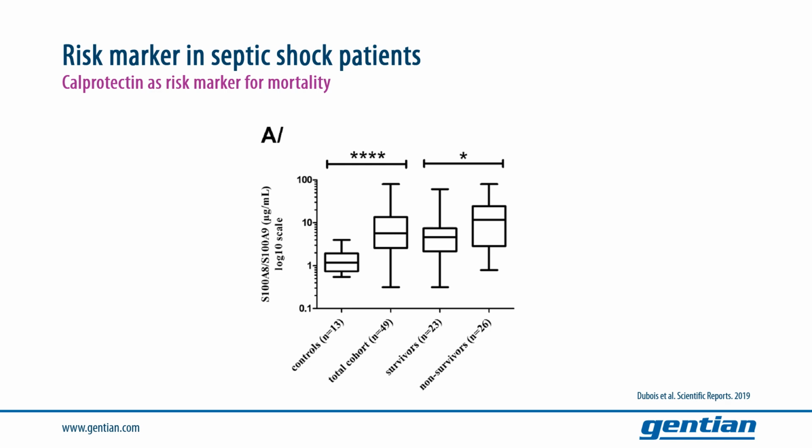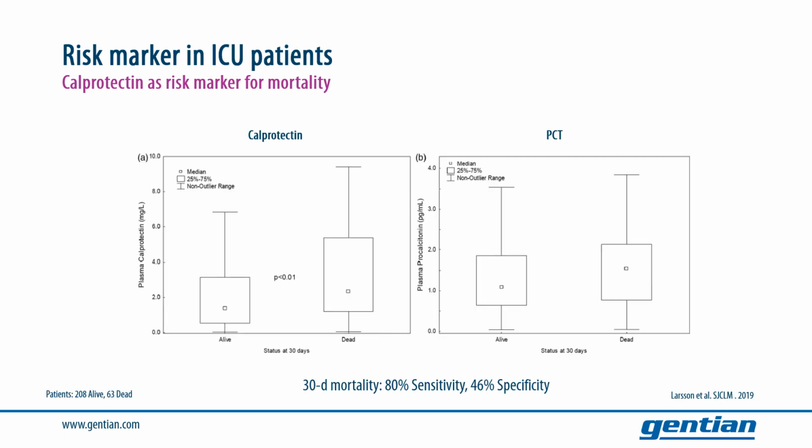And these increased levels of calprotectin were also confirmed in this report, where you can see the increase in the total cohort of septic shock patients, but also the further increase in non-survivors, allowing for risk stratification for the clinicians. And also in these ICU patients, the authors reported a predictive value for 30 days mortality with 80% sensitivity, while PCT was not able to predict mortality in this ICU cohort.